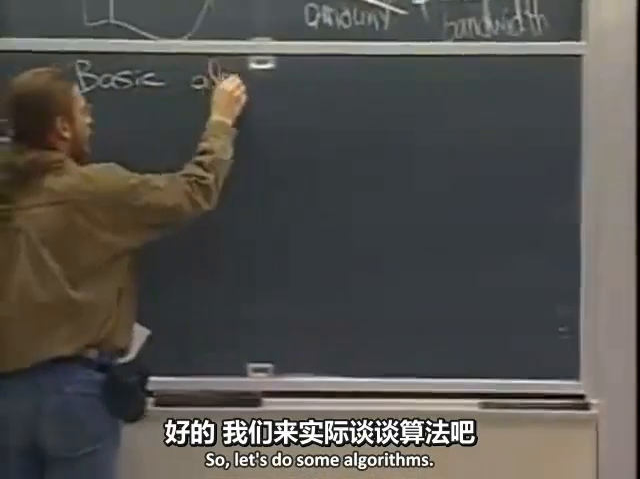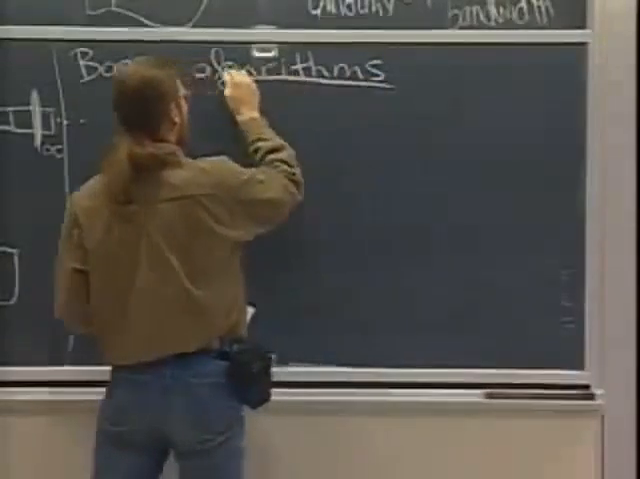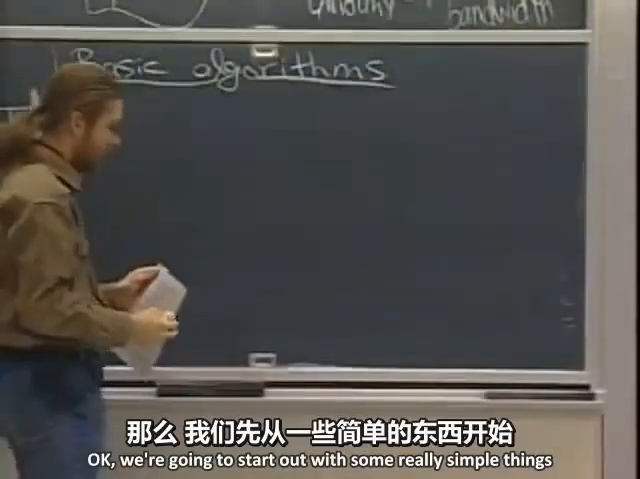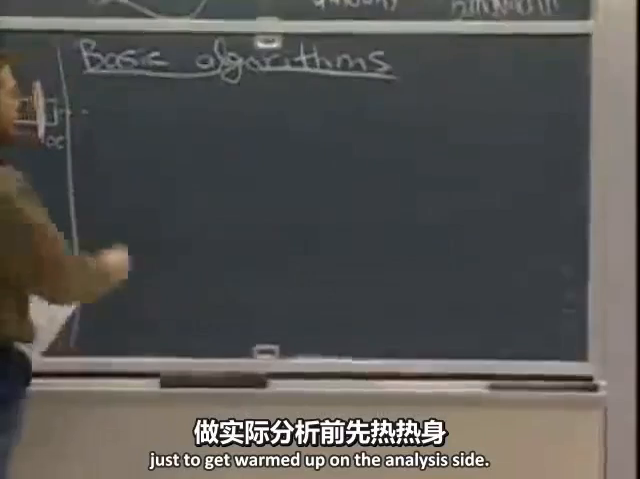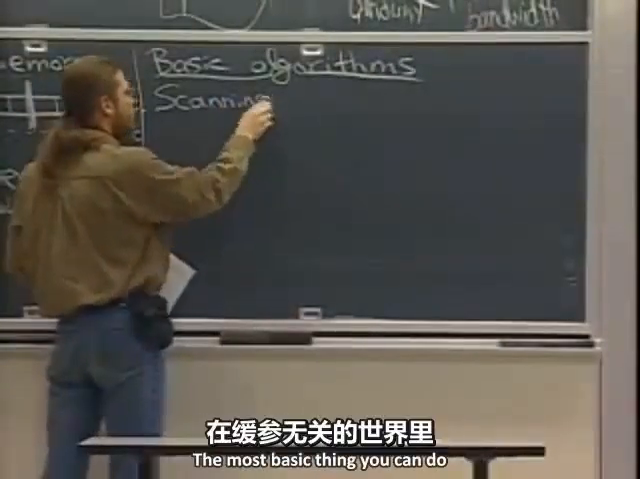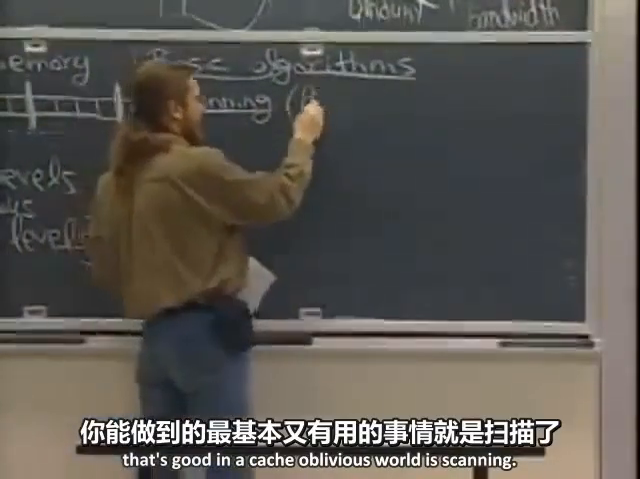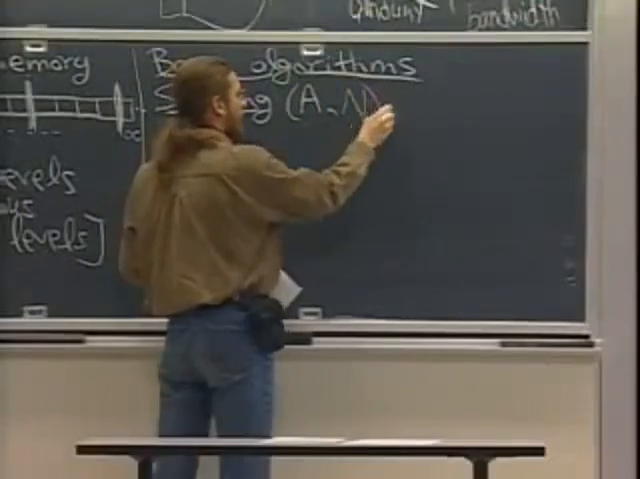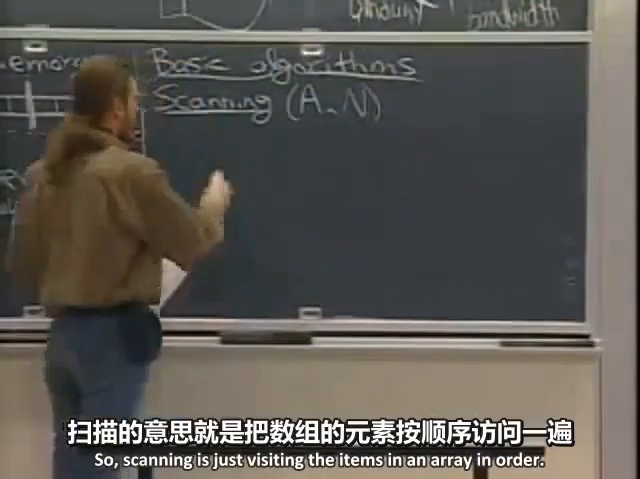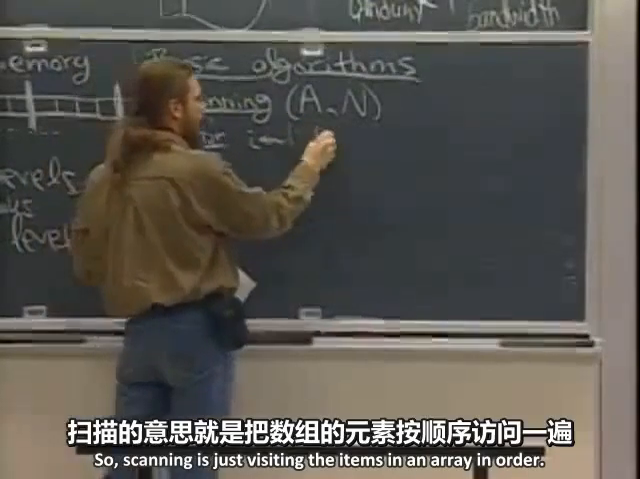So let's do some algorithms. Enough about models. We're going to start out with some really simple things just to get warmed up on the analysis side. The most basic thing you can do that's good in a cache oblivious world is scanning. Scanning is just visiting the items in an array in order.